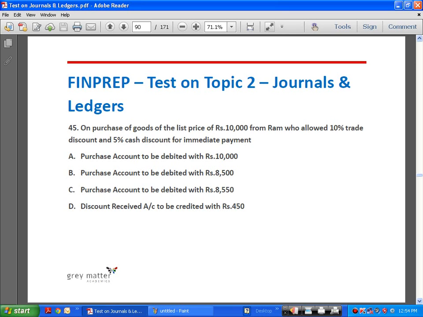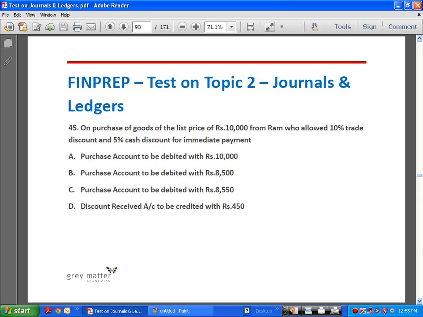Here, goods having a list price of 10,000 rupees are purchased, and we get a trade discount of 10%, which means the business has actually paid 9,000 rupees. That is 10,000 rupees minus 10% of 10,000, which is 1,000 rupees. So the business gets a trade discount of 1,000 rupees, and it pays 9,000 rupees to purchase goods. So the cost of purchases for the business is 9,000 rupees.